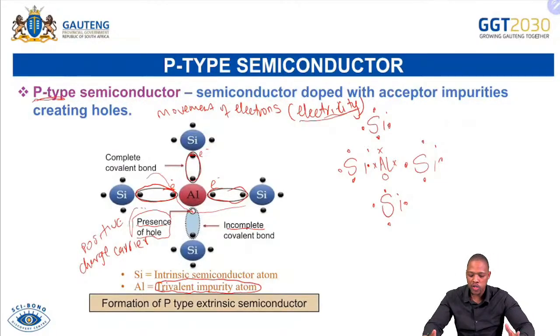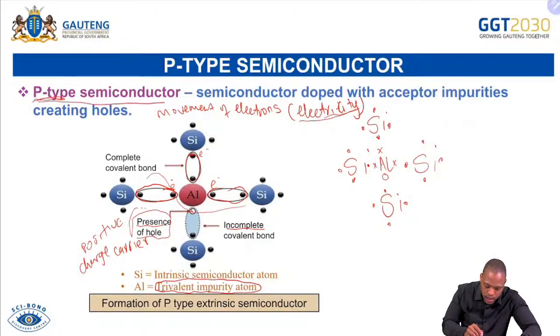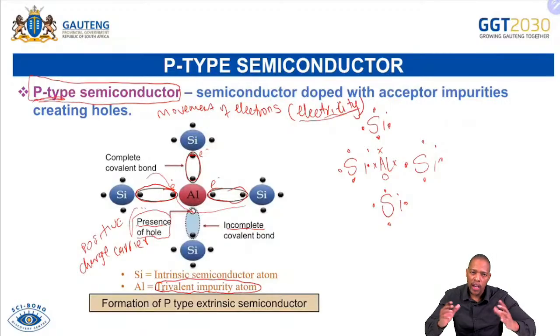This is a semiconductor doped with acceptor impurities, creating holes, such as aluminum, such as boron. Okay, if you take an acceptor impurity, you put it there and it creates a hole, that would be a p-type semiconductor. So now we know an intrinsic semiconductor, and now we also know a p-type semiconductor.